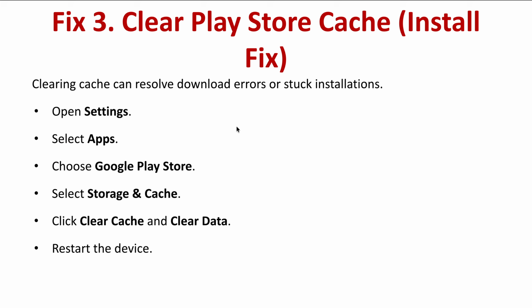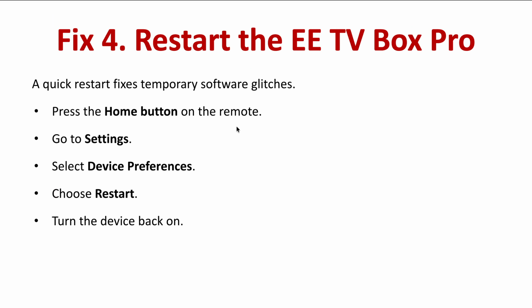Third fix is clear Play Store cache. Clearing cache can resolve download errors or stuck installation. Open settings, select apps, choose Google Play Store, select storage and cache. Clear cache and clear data. Restart the device. So the fourth fix is restart the EE Box Pro.